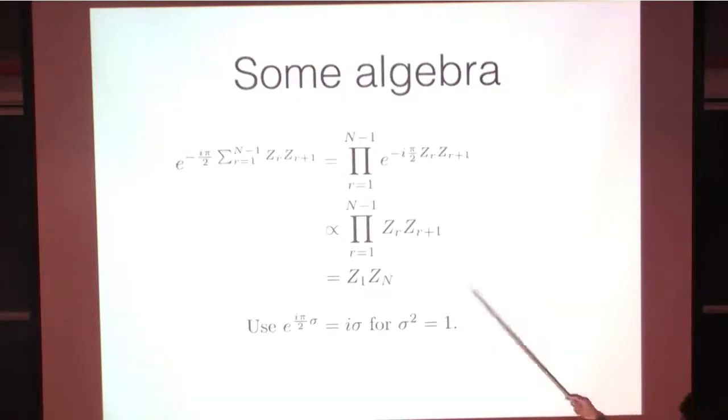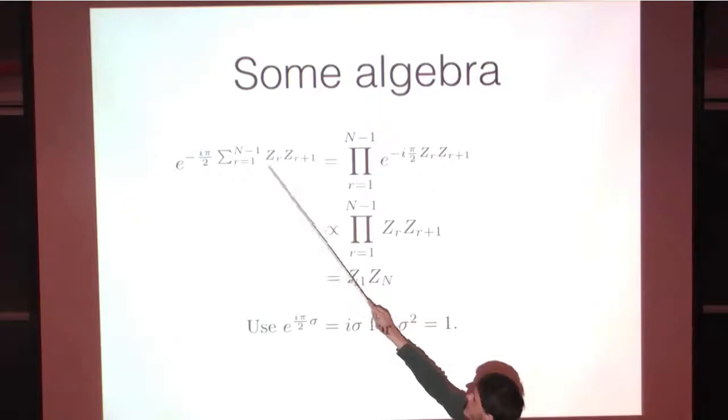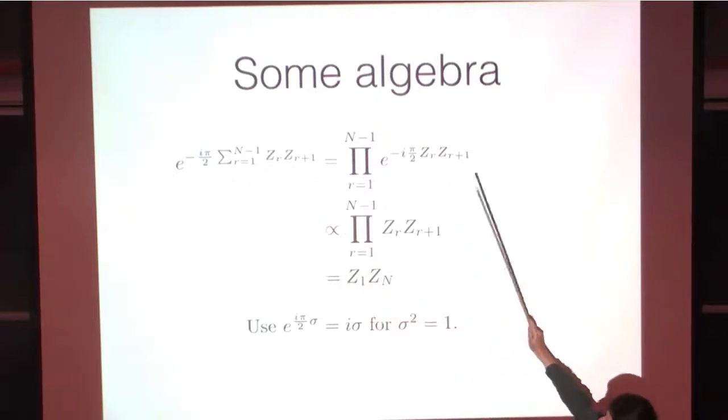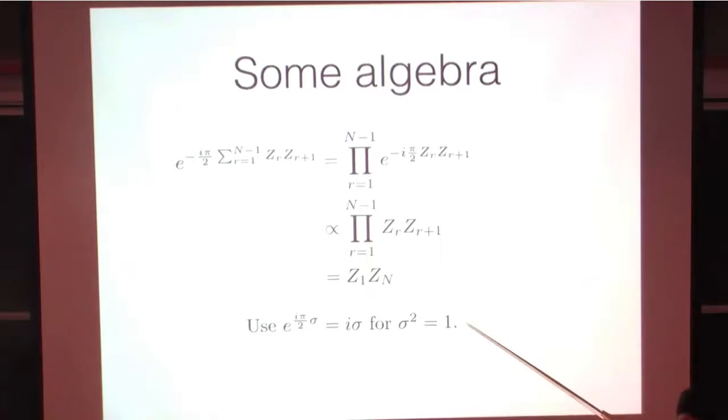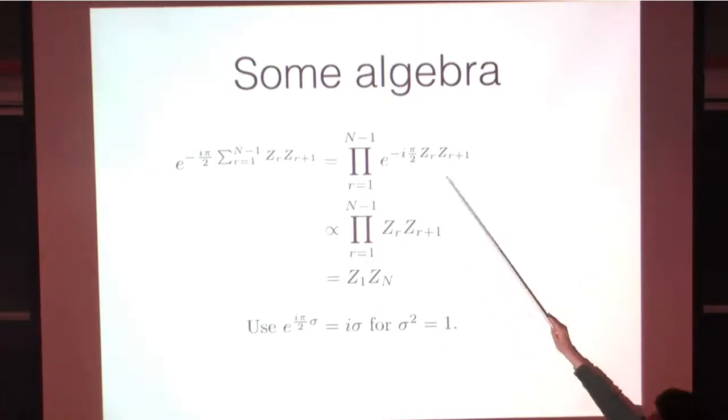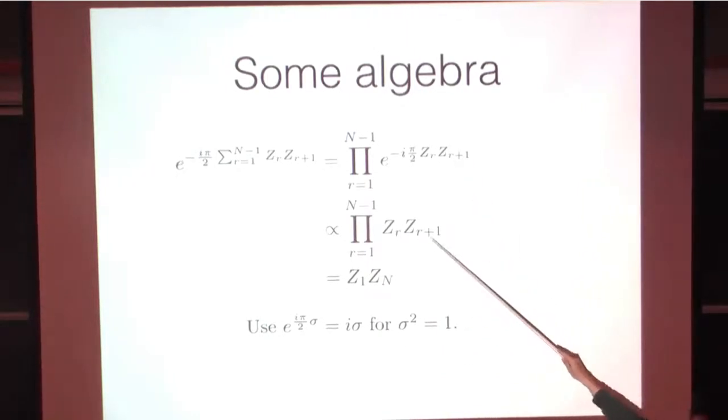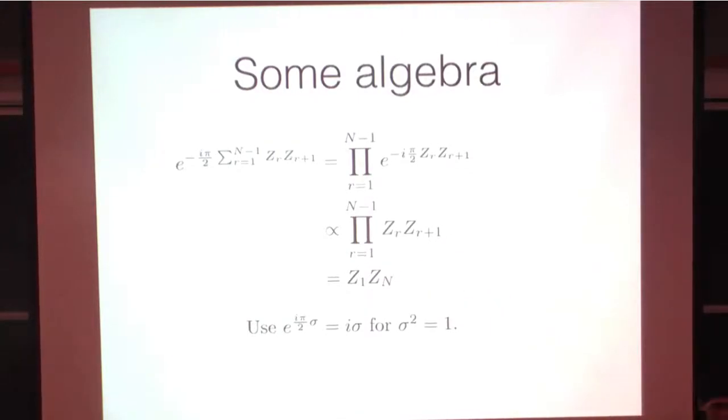And the relevant identity is this. If you have a unitary of this form, you can write it as a product of unitaries. Then you can use this identity for operators that square to 1 to show that this is equal to this, up to a phase. Then you do this big product and you find that lots of the factors cancel except the very end parts of it.